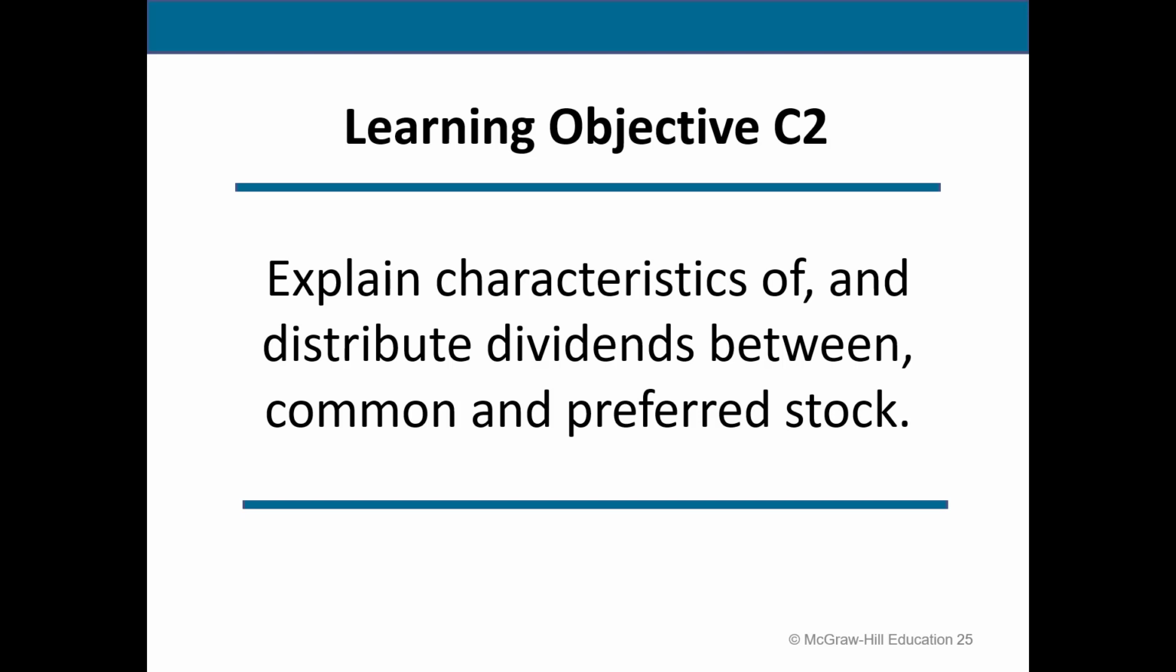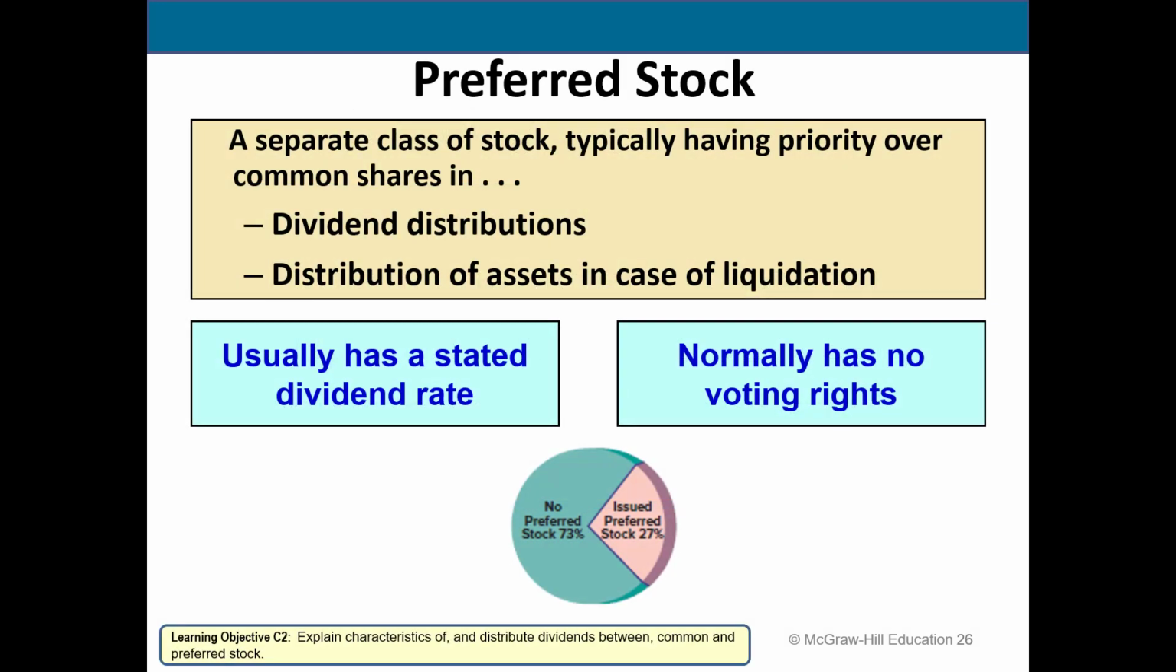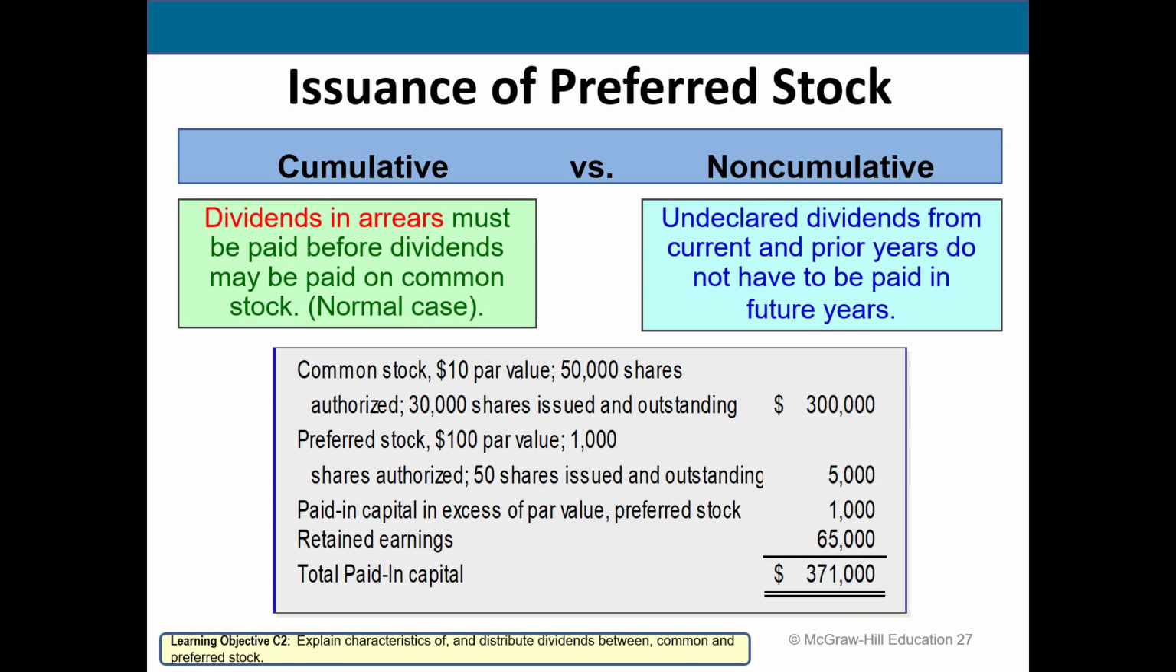Now we will look at the differences between common and preferred. Now we will look at preferred stock. Preferred stockholders have special rights that give it priority over common stock in terms of dividend distributions and distribution of assets in case of liquidation. And the preferred stock can be either cumulative or non-cumulative. Cumulative means that the owners receive a right for unpaid dividends.